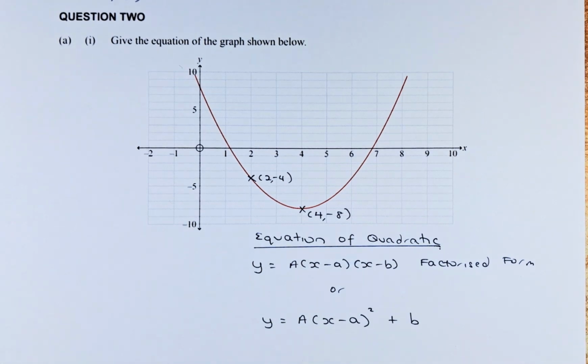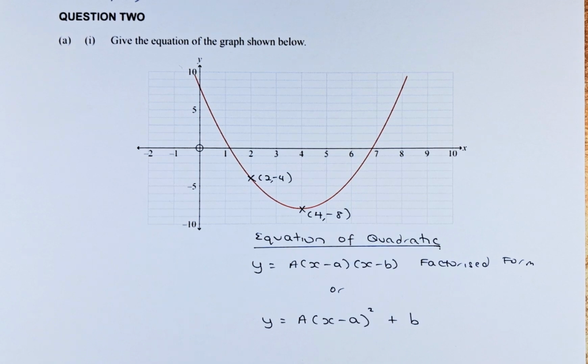Good day! In this video, we are going to try and solve question 2A part 1 and part 2 of the 2022 NCEA table, equation and graph paper. So without further ado, let's read question 2A part 1. It's straightforward. Give the equation of that quadratic graph and we are going to do it immediately.